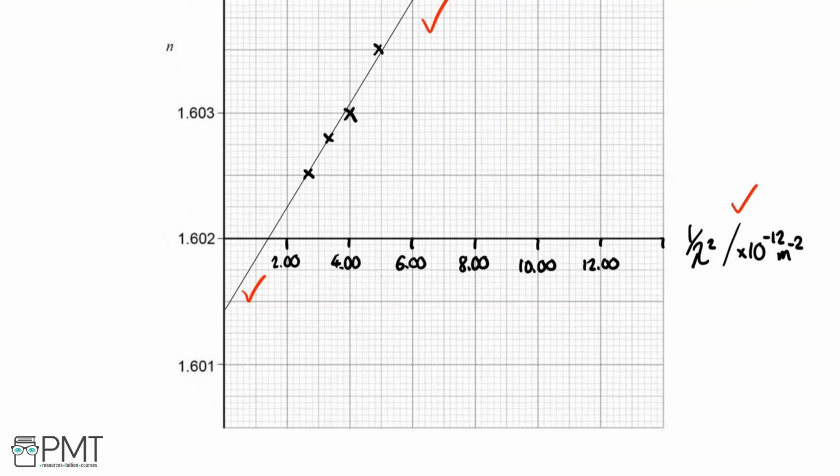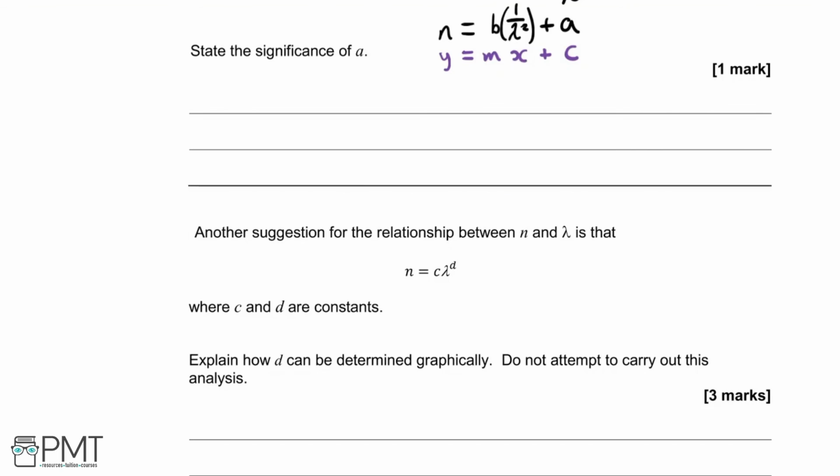That is somewhere between 1.6014 and 1.60145. So it needs to be corrected within half a square. It's quite precise, but if you've got the correct points and you've drawn the line of best fit correctly, then you'll get that mark. If you are slightly out, it is only a mark that you've lost, so it's not the worst thing. State the significance of A.